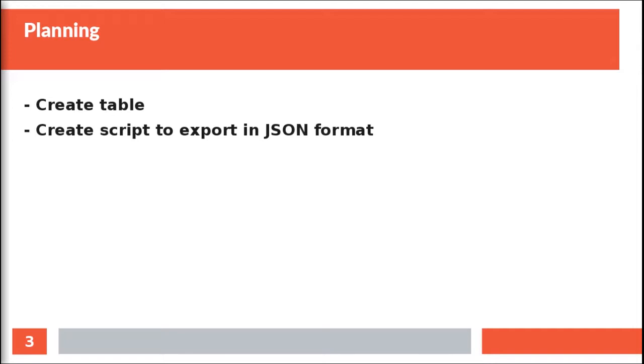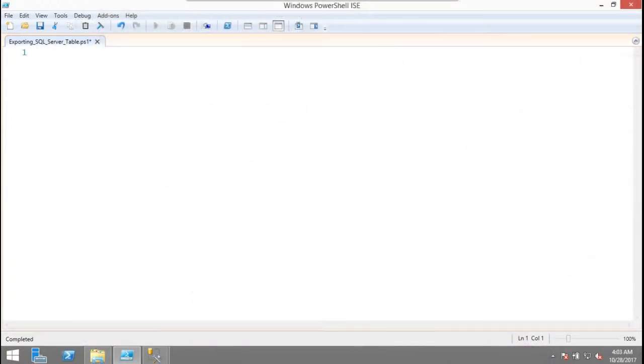So we'll take a look at how we are going to export a table to JSON format. First we'll create a table, and then we'll create a script that will export to JSON format. Before we go, we'll take a look at what the format of a JSON document is, and then it will be clear to you what exactly we are going to do. In PowerShell we have a cmdlet that is ConvertTo-Json. This can be used for this purpose.